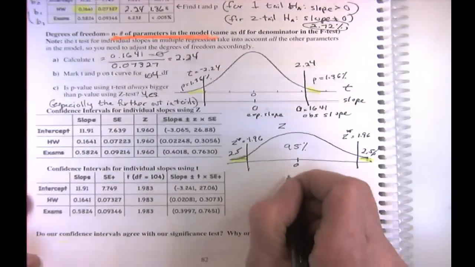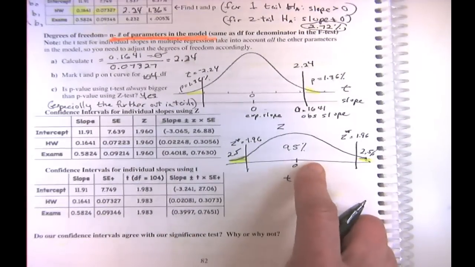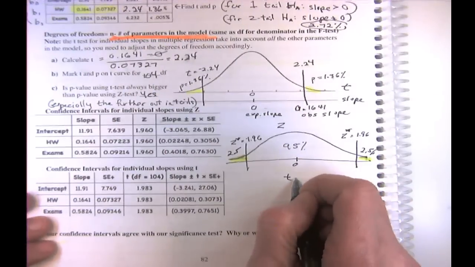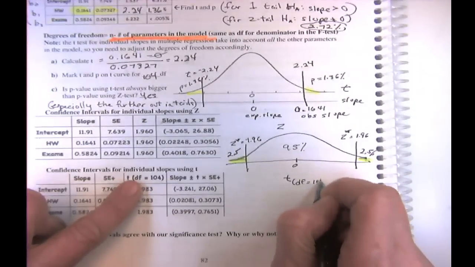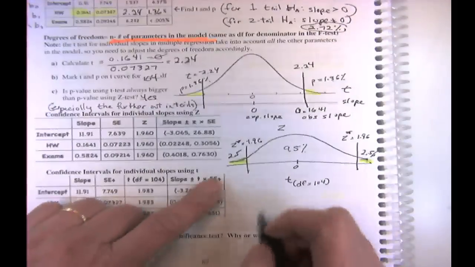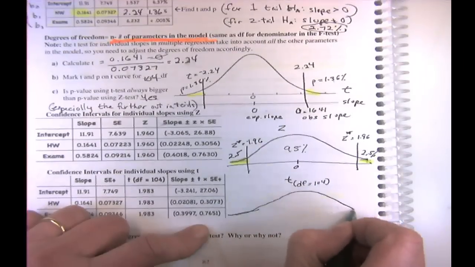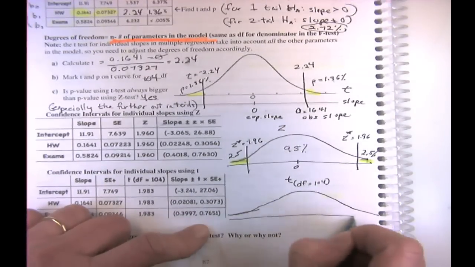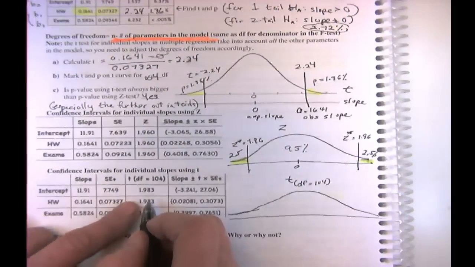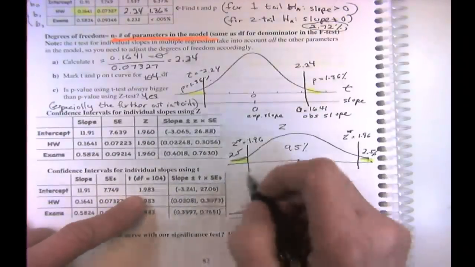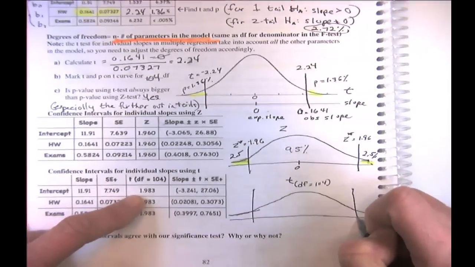Now let's look at the t curve, and it's going to be a little bit fatter. And with the t, there's not just one curve. This is why t is more complicated. You have to look at a t curve with the degrees of freedom equal to something. Here the degrees of freedom will be equal to 104, and that's why it's going to look very close to the normal curve. I wouldn't be able to see the difference at all by the naked eye. And now our t is a tiny bit smaller. Here's our critical value. So instead of being 1.96, it's just a tiny bit smaller.